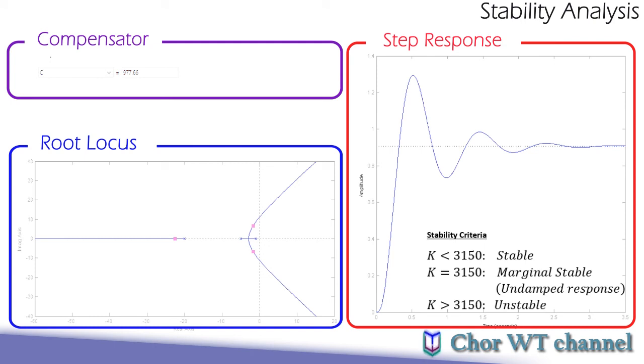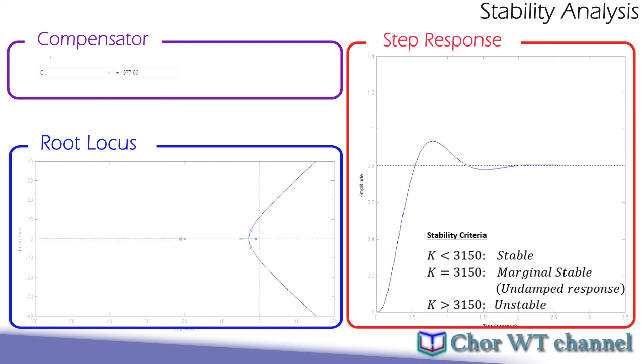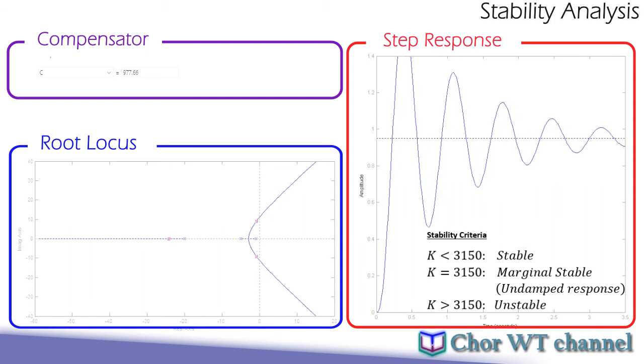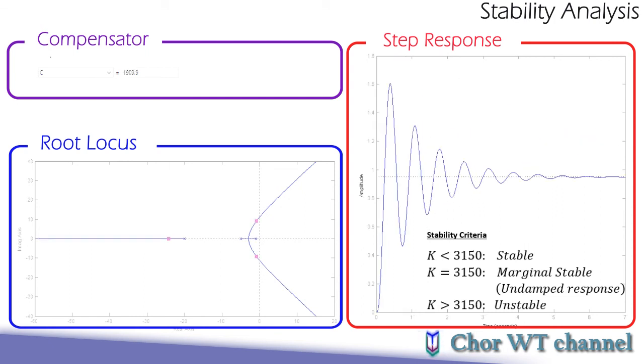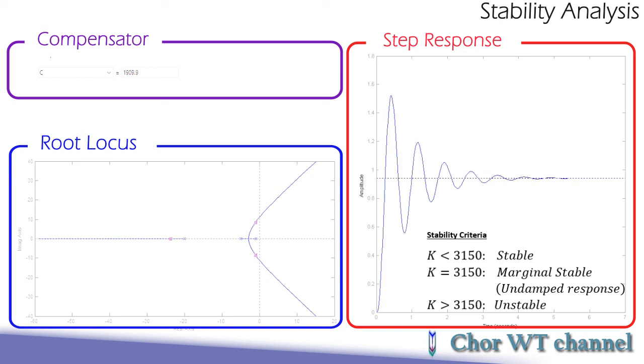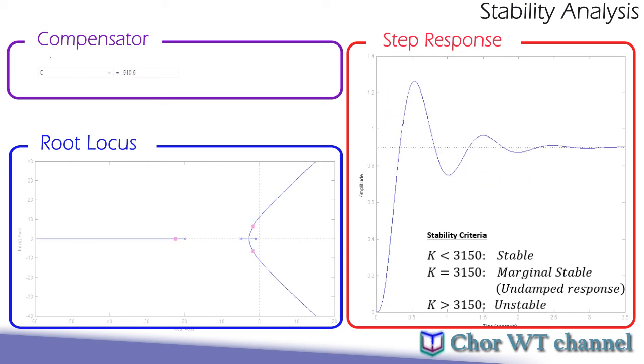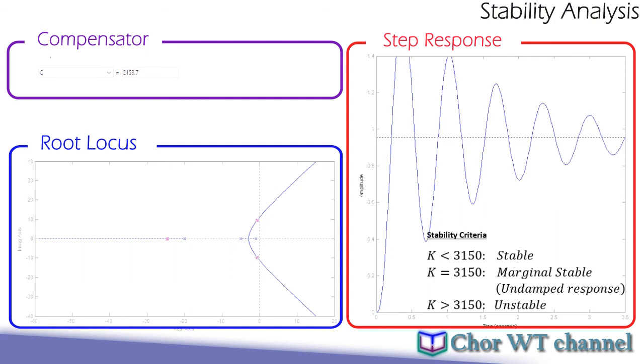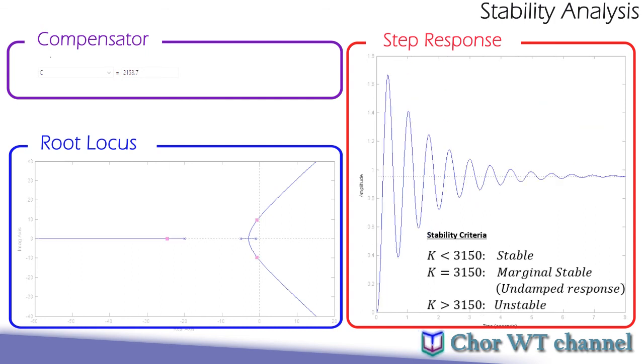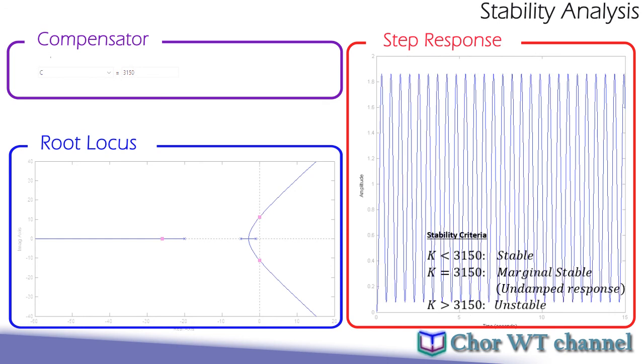If we adjust the gain k to any value below 3150, as you can observe here, we can try 1009, something lower like 900-plus, or we can go up to 2158, and the system will still be stable. But if we set the gain to be exactly 3150, you can see that the roots are now located exactly on the imaginary axis, giving us sustained oscillations, which means the system is now in an undamped response.